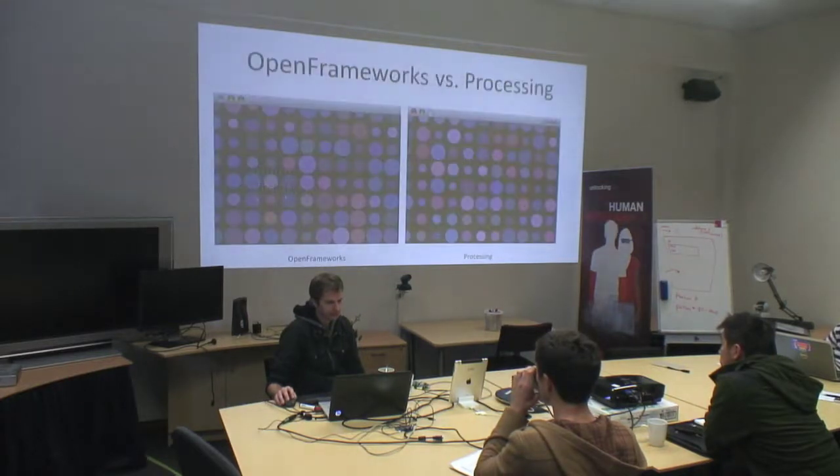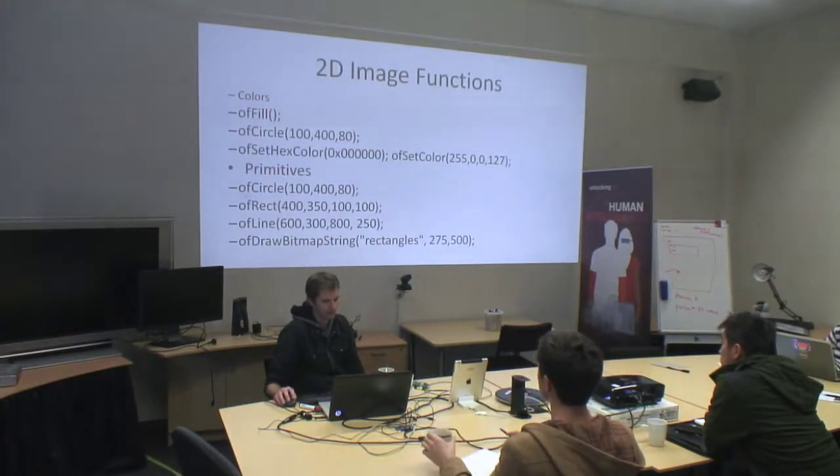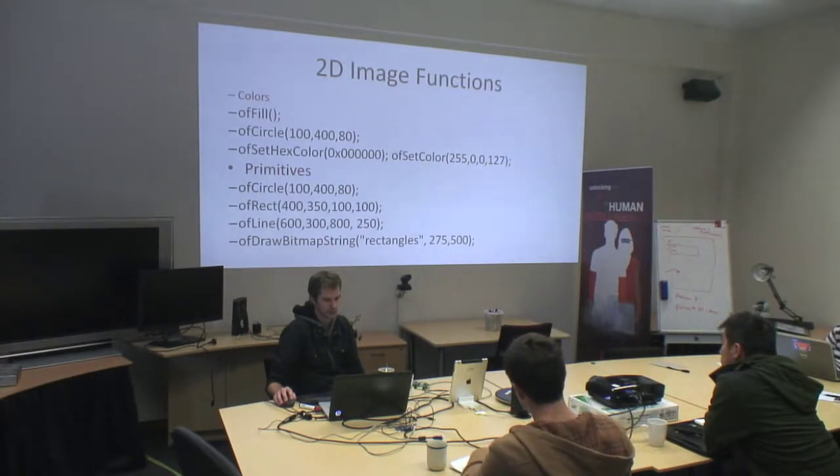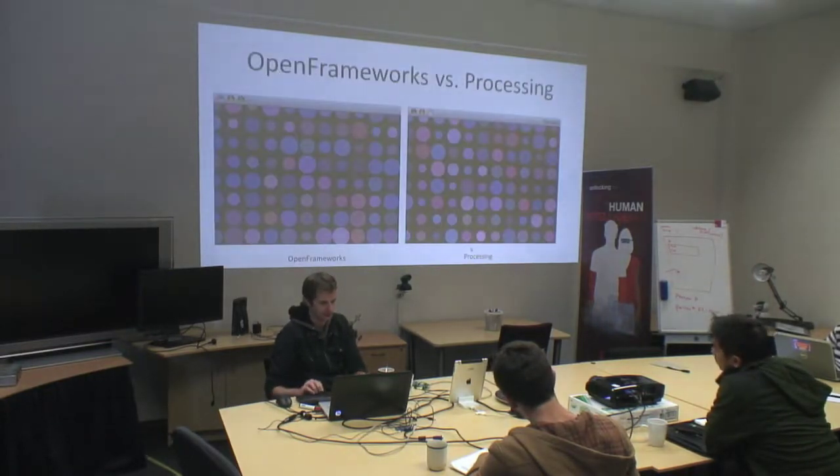So yeah, primitives: ofCircle, X, Y, Z; ofRect, top left, top right, width, height; lines, start point and end point in XY coordinates; drawing some text, so draw a bitmap string, you pass in what text you want to write and where you want it to appear on the screen, and so on and so forth.